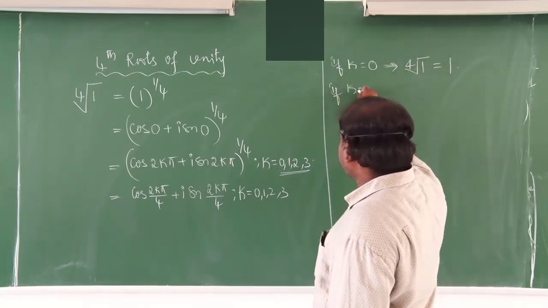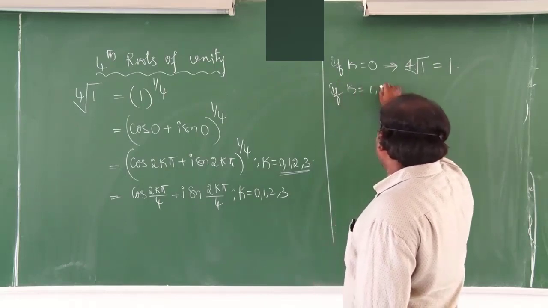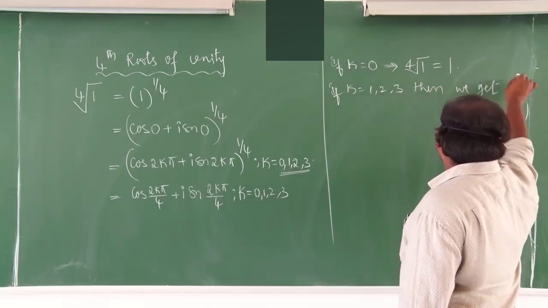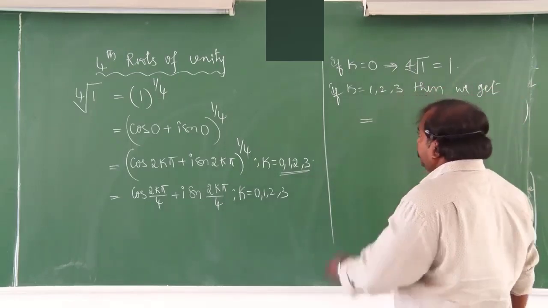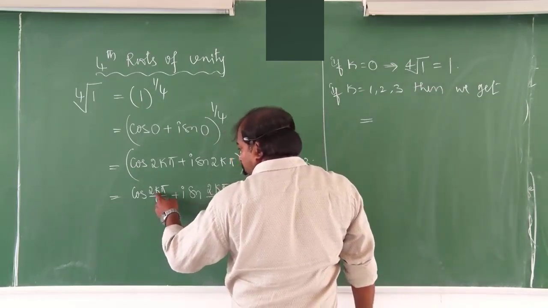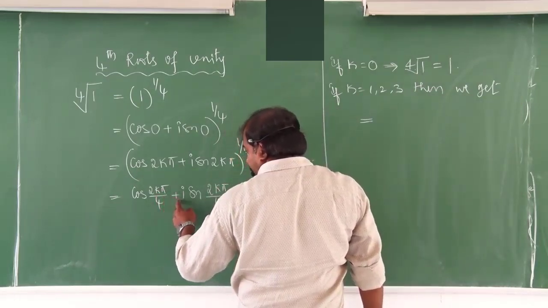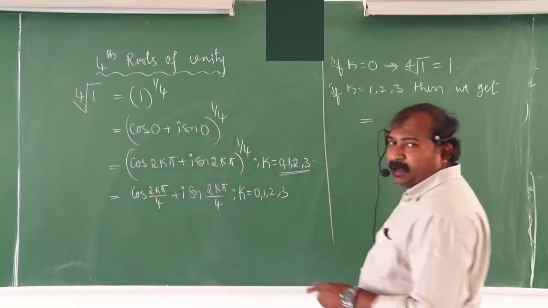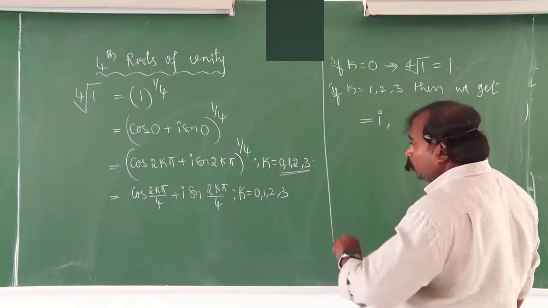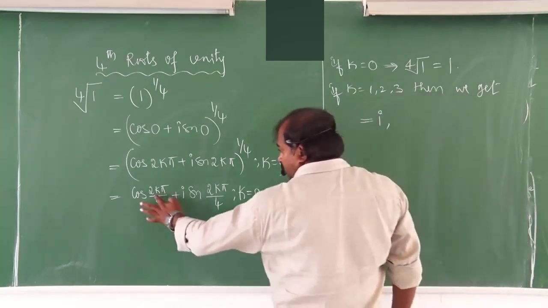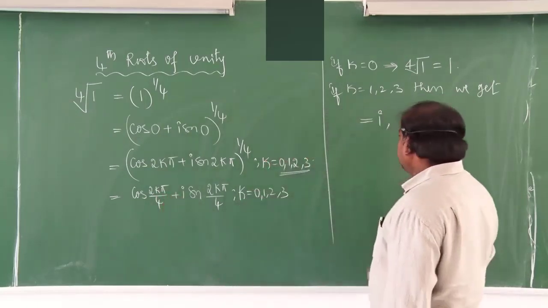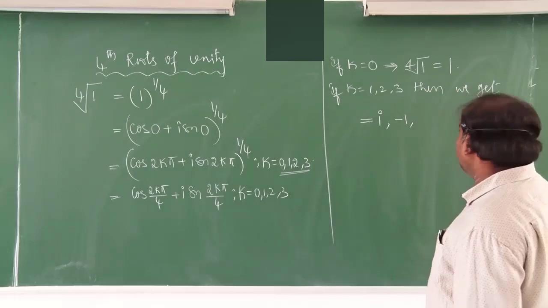Similarly, if k is equal to 1, 2, 3, then tell me what values you will get. If k equal to 1, 2π by 4 means cos π/2 plus i sin π/2. Cos π/2 is 0, i sin π/2 means i. If k equal to 2, 2 into 2 is 4π, 4π by 4 means cos π plus i sin π. Cos π means minus 1, sin π is 0.